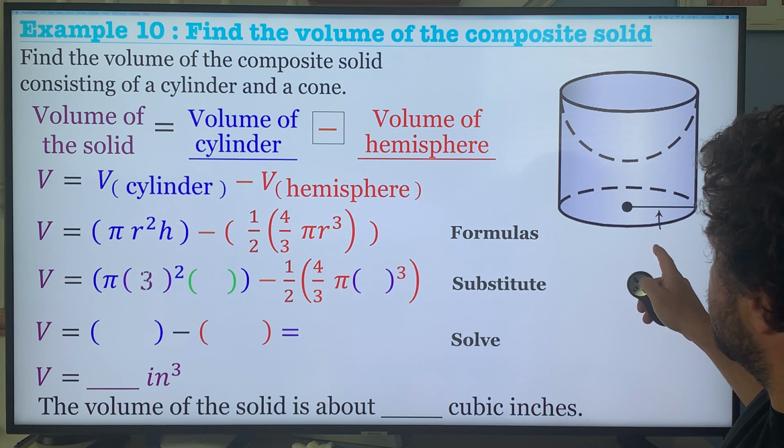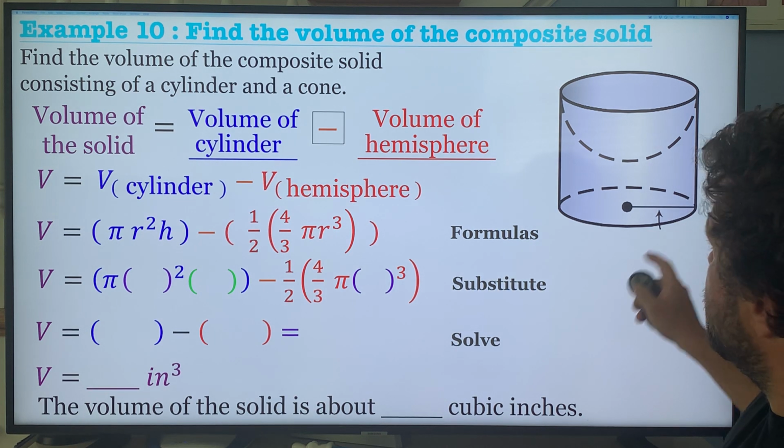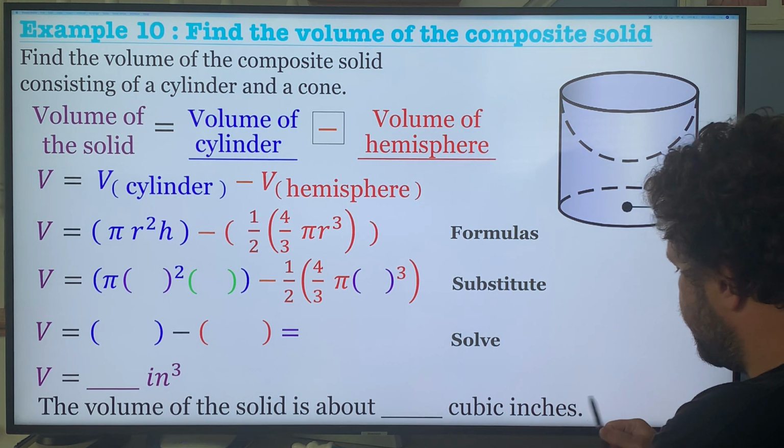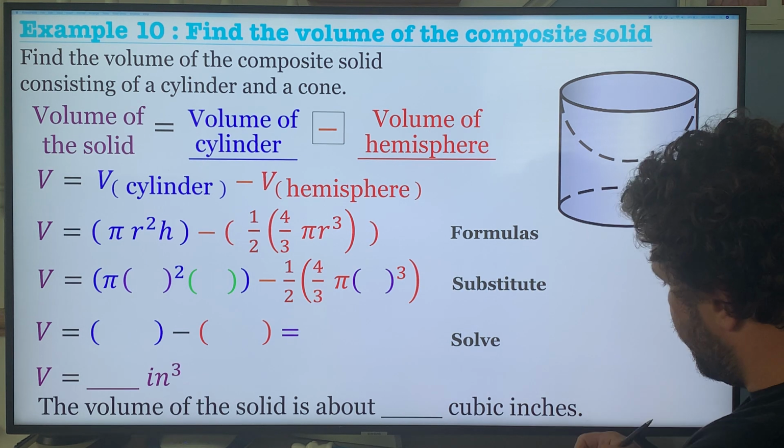What is the radius here? Oh, my radius is missing. That should say 3. Oh, what did I do with my radius?